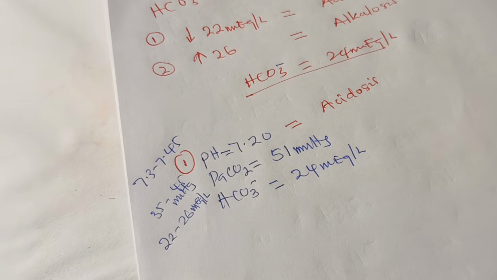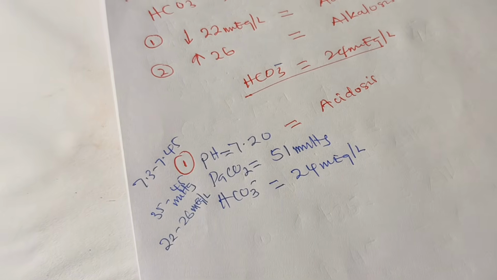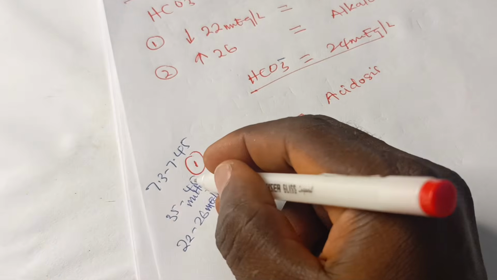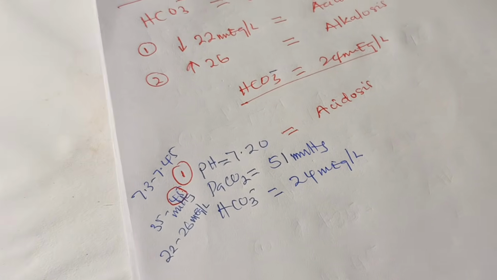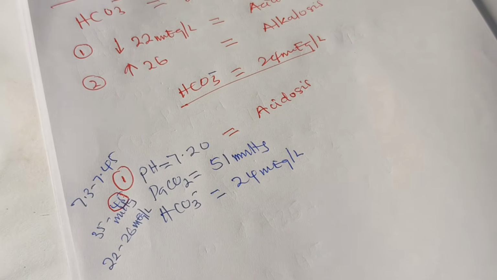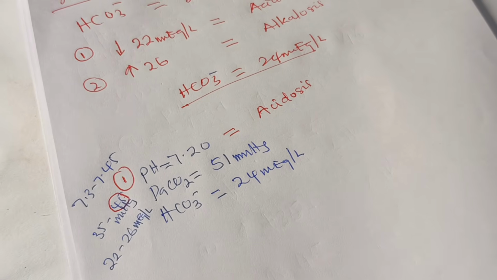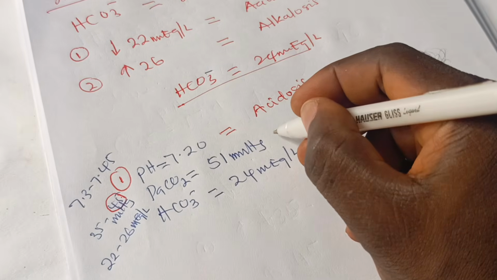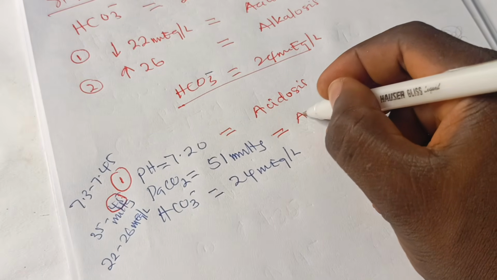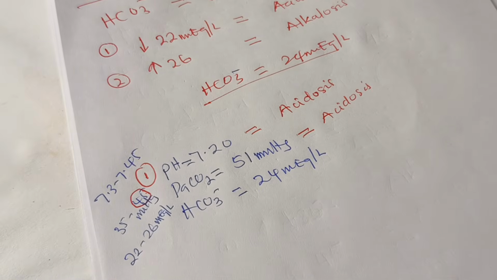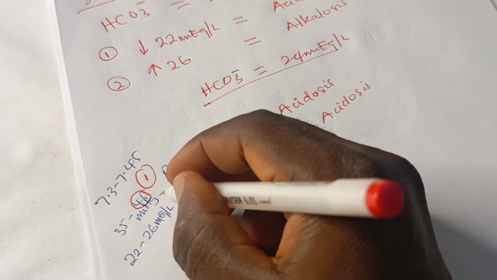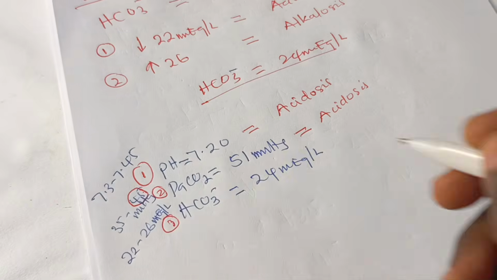So we said that if the carbon dioxide is more than 45, it's acidosis, because carbon dioxide is an acid, if you remember the beginning of the lecture. Hence, the 51, we will interpret it to be what? Acidosis. Now it's left with step 3. So this is step 2, step 3.